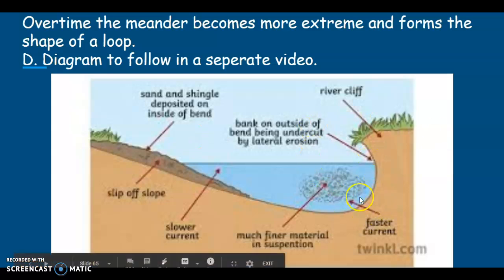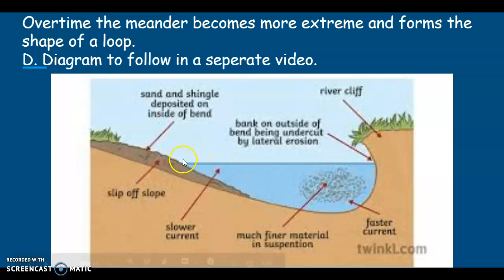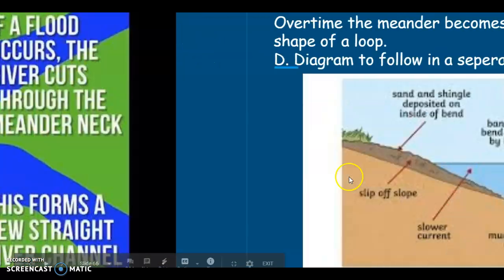So we have our erosion on the outside because of faster moving water. We have undercutting having happened because of hydraulic action and abrasion. And a river cliff and undercut bank have formed. We then have deposition on the inside bank because of slower moving water and material, part of the load, being deposited here to form a slip-off slope.